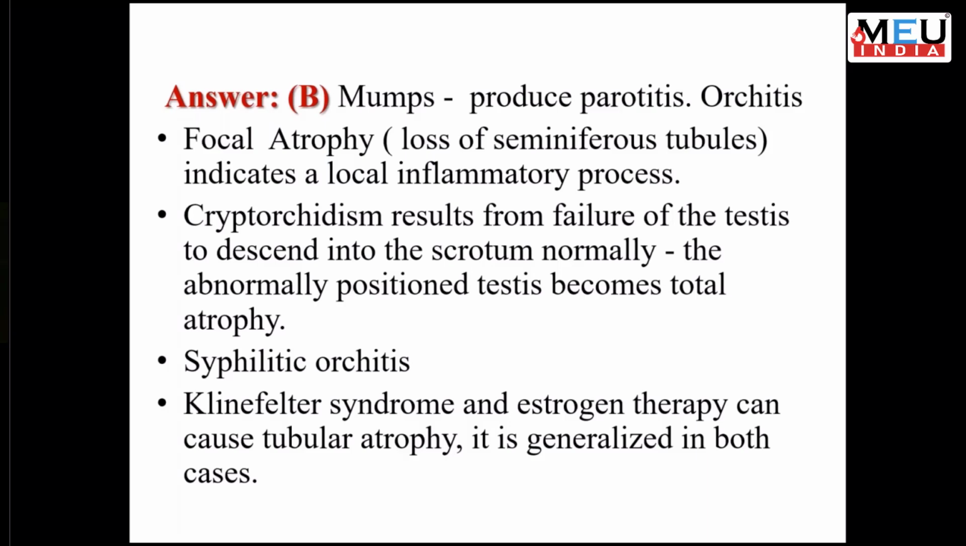Cryptorchidism results from failure of the testis to descend into the scrotum normally. The abnormal position of the testis leads to total atrophy. That they should understand. Syphilitic orchitis, we have to discuss where it affects first. Then what is the presentation regarding the syphilis, gumma, granulomatous inflammation, like that we have to discuss. Then Klinefelter syndrome and estrogen therapy can cause tubular atrophy. It is generalized in both cases.